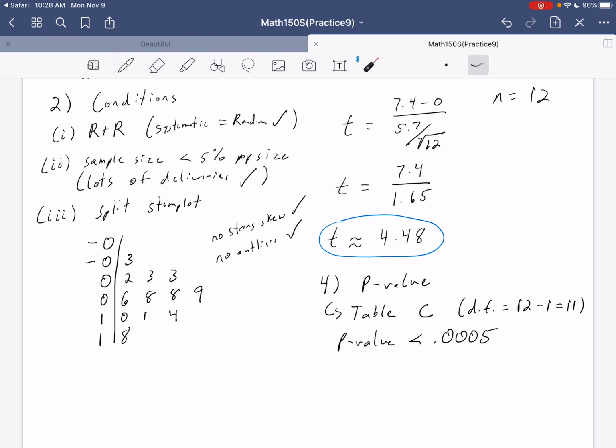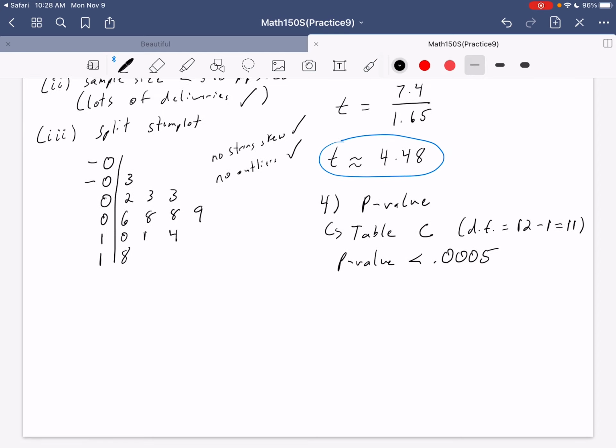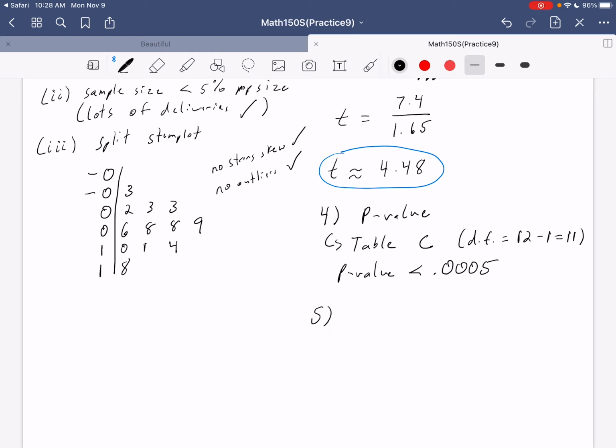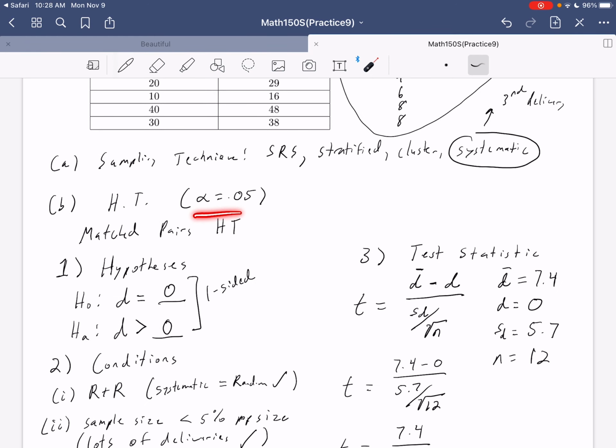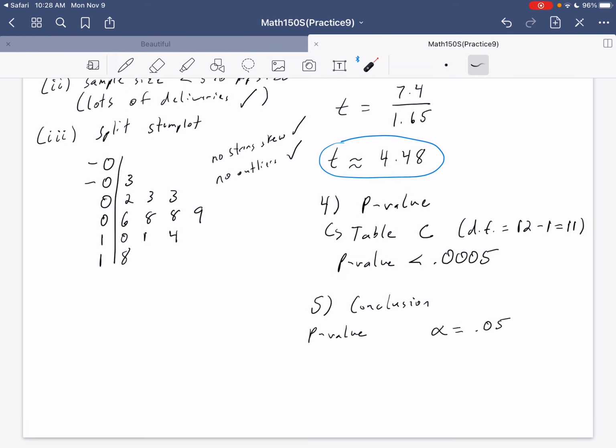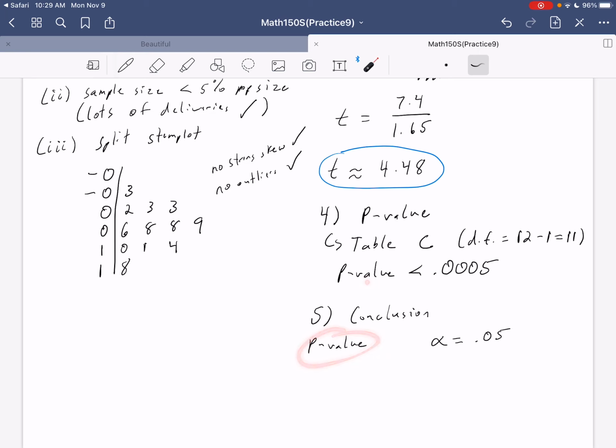Remember, in general, large t-values correspond to small p-values. They have an inverse relationship there. All right, we are now ready to write our conclusion. To make our conclusion, we compare this p-value against the alpha of 0.05. Remember, 0.05 is set in the problem. It says that back up here. So how does the p-value compare? Well, we don't know exactly what it is, but it is smaller than 0.05%. This is 5%, so our p-value is way under the alpha.